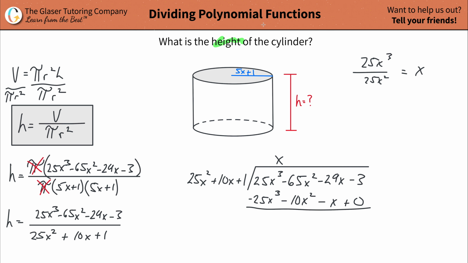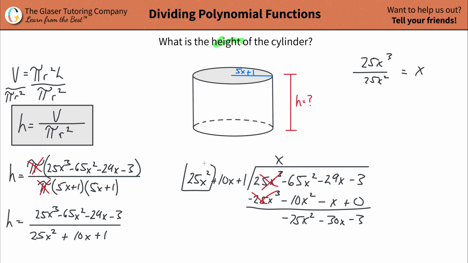Now, combine the like terms. And if done properly, the first term should always cancel out beautifully. Then just combine these. So there's going to be a negative 75x squared. Then this is a minus 30x. And then that's a minus 3. Beauty. Now you're going to do the problem again.